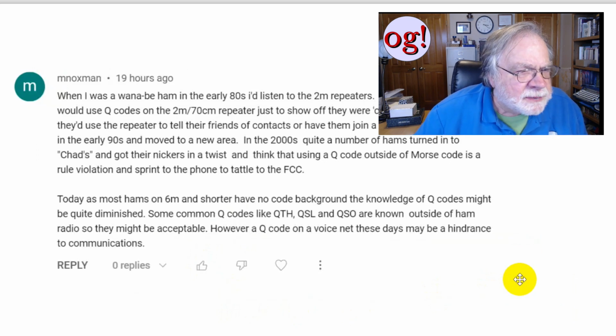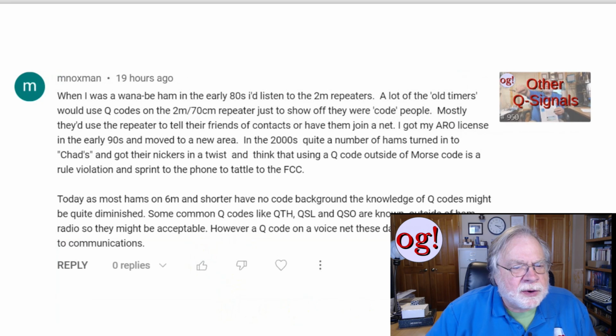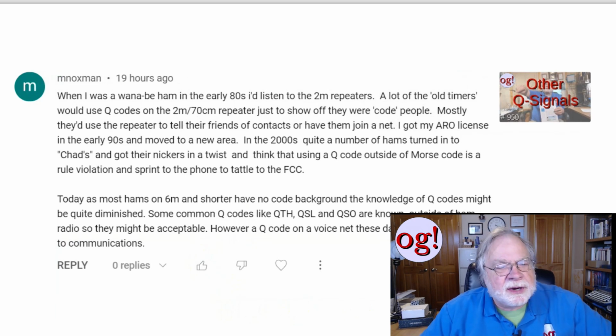From M. Knoxman: When I was a wannabe ham in the early 80s, I'd listen to the 2-meter repeaters. A lot of the old timers would use Q codes on the 2-meter, 70-centimeter repeater just to show off they were code people. Mostly they'd use the repeater to tell their friends of contacts or have them join a net. I got my amateur radio operator license in the early 90s and moved to a new area. In the 2000s, quite a number of hams turned into Chads and got their knickers in a twist.